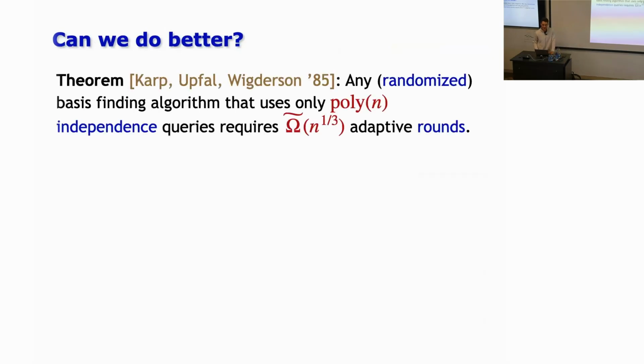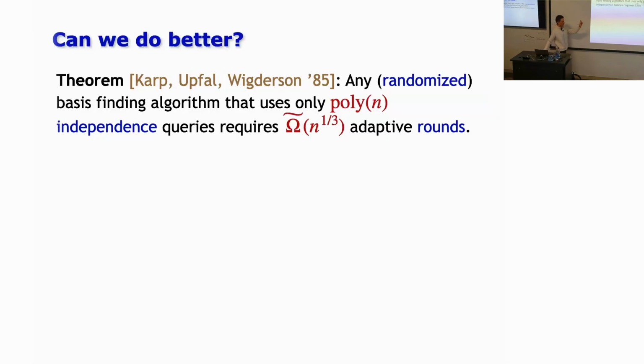Perfect. And so now there's a question, right? Can you do better? Square root n is already so great. Can you actually beat square root n for this problem? And so again, in the work of KW, they already looked at this question too. And what they showed is that you can't do too much better. Right? They showed that any randomized basis finding algorithm, which even uses poly n queries per round, must necessarily require at least n to the 1/3 adaptive rounds to find a basis.